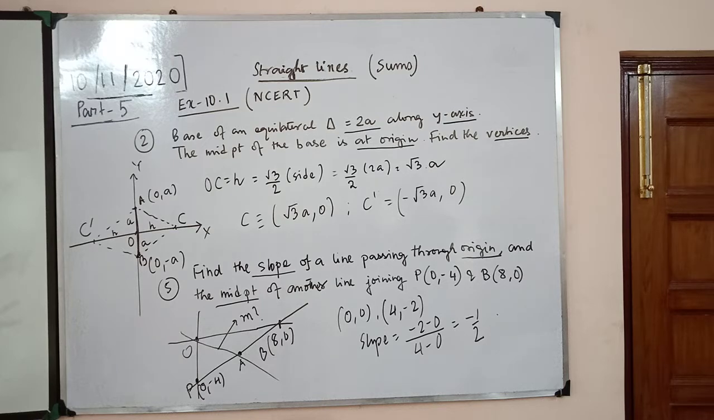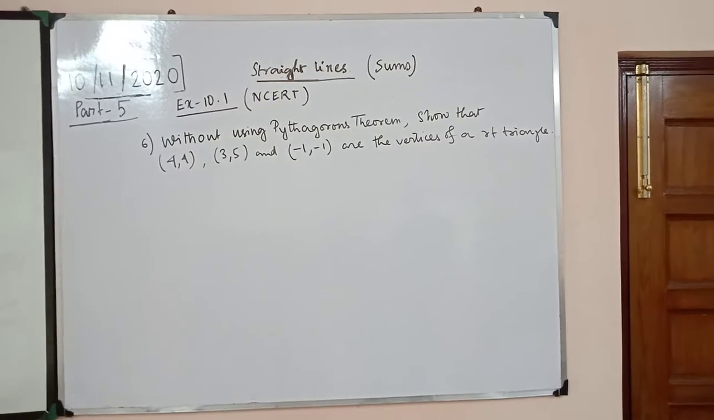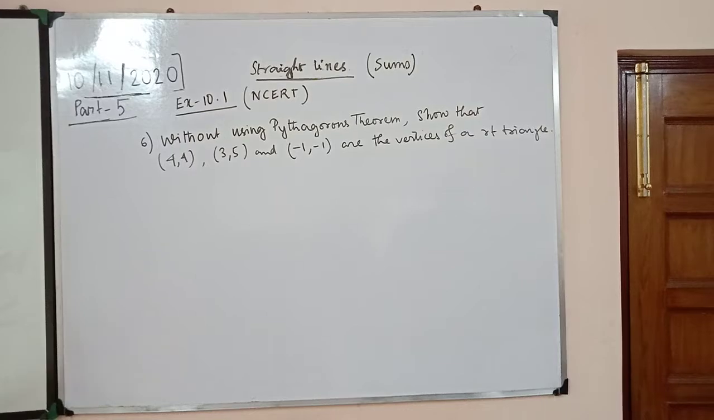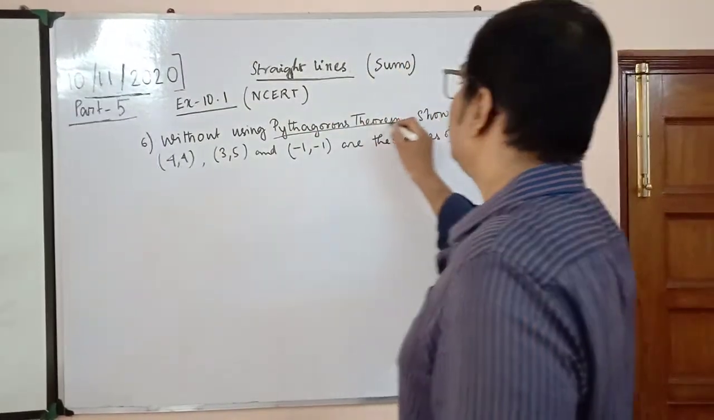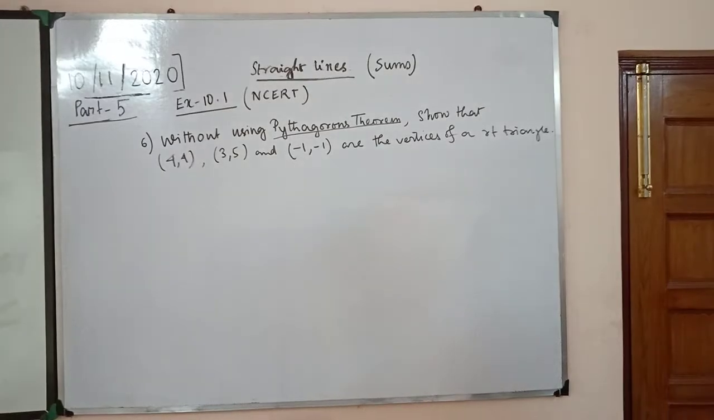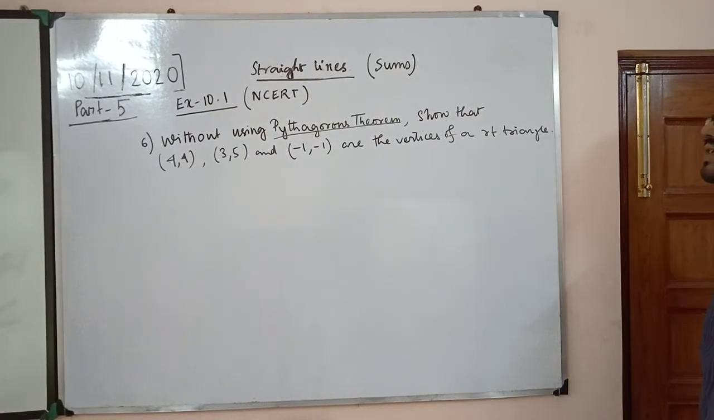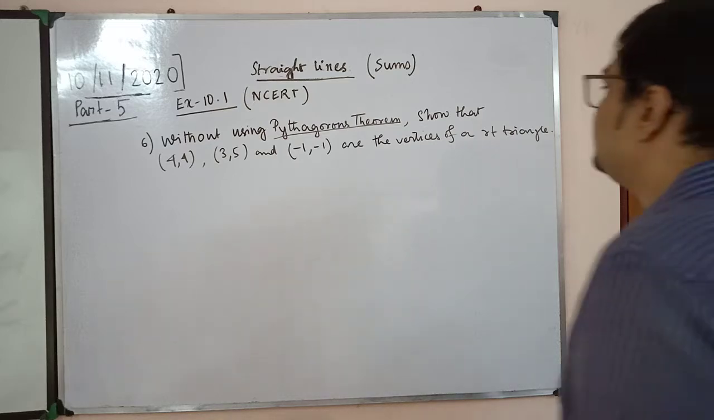So next sum then. Now we get a next sum: without using Pythagoras theorem, show that these 3 vertices are the vertices of a right triangle. That means you cannot use the Pythagoras theorem, so you cannot use the distance formula. So what we do, we will simply try to prove it by slope.